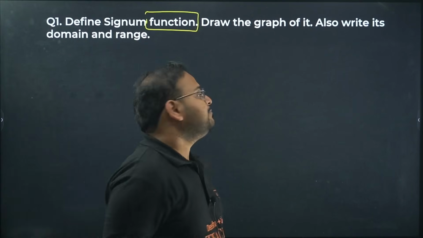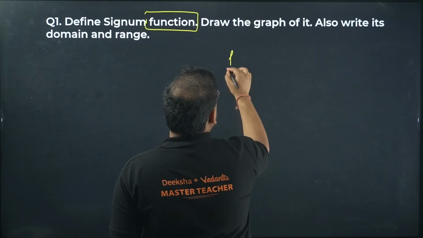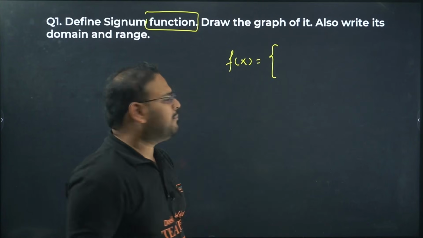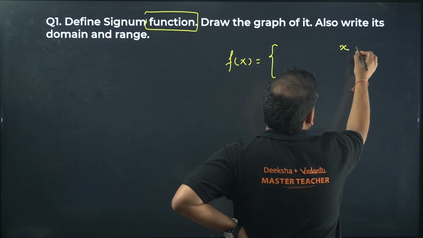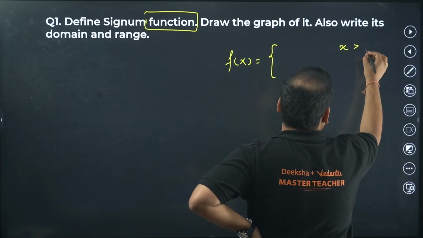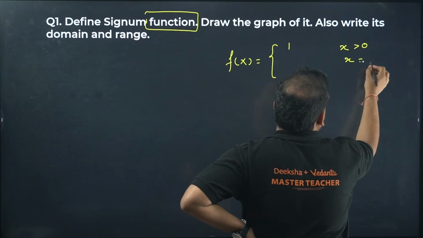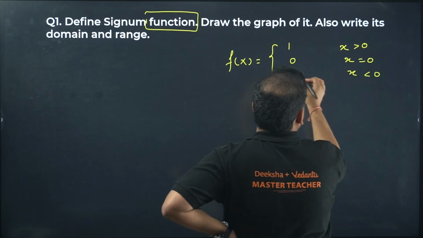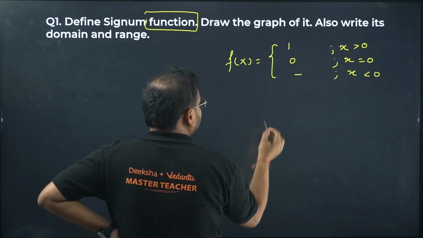Okay, moving on. So signum function, what is the signum function going to be? If you all know, it's a function which tells us about the sign of a real number. For example, for all x values more than 0, I get this to be 1. For x equal to 0, I get this to be 0, and for x less than 0, I get this to be -1.